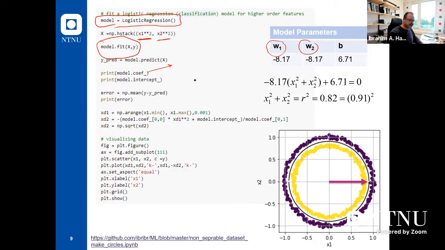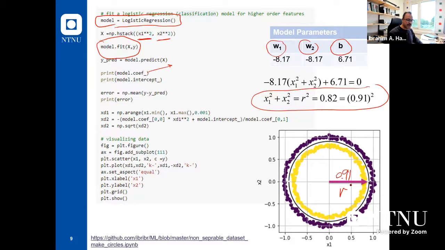And the intercept, when we print it, we will get the value for b. So if we put it as an equation, it will be minus 8.17 times x1 squared plus x2 squared plus this number equals 0. So finally, the equation will be like this one. In fact, it's the equation of a circle with radius 0.9. So the radius here will be 0.91.